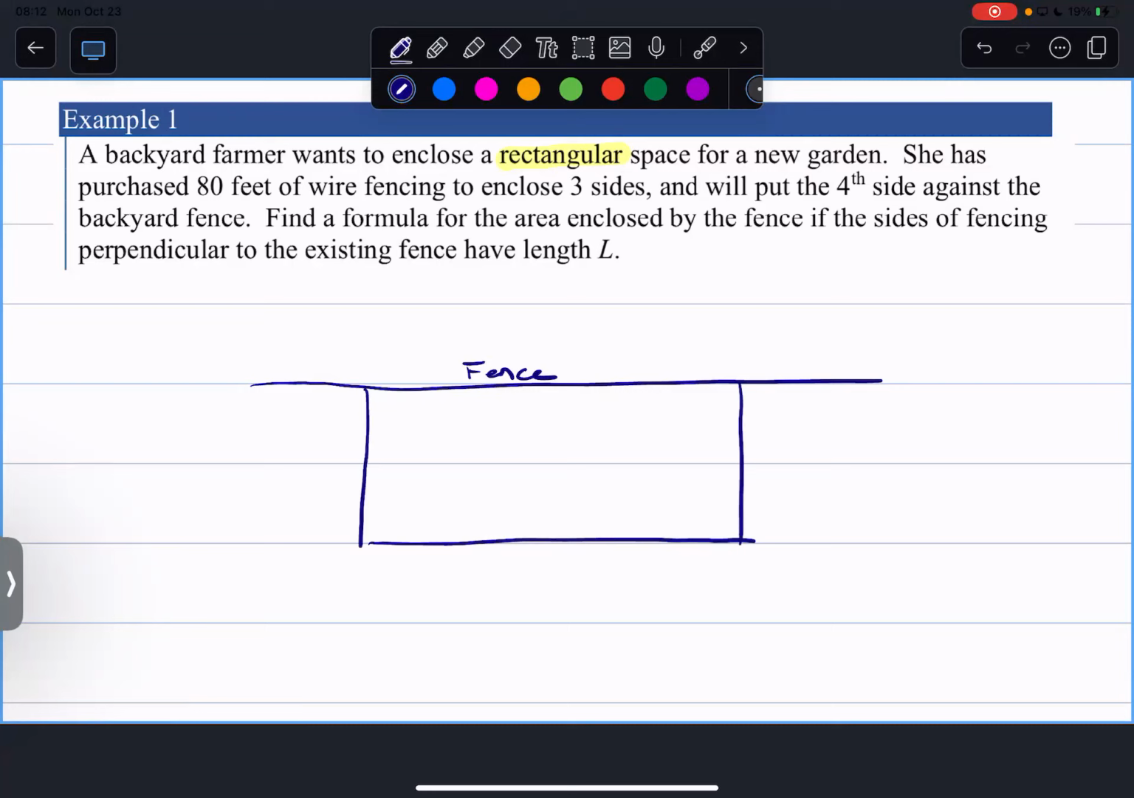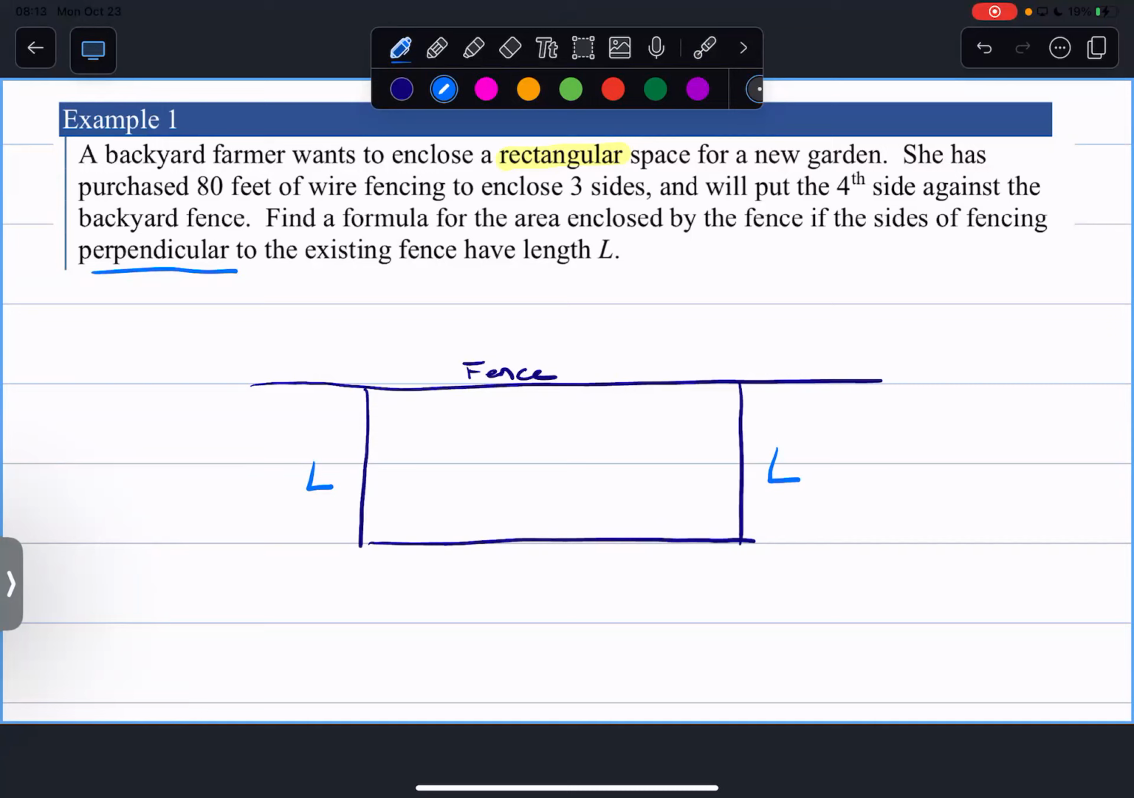And using our fancy terminology, find the formula for the area enclosed by the fence if the fencing perpendicular to the existing fence has length L. So if it's perpendicular, right, then we're talking about these fences here, the existing fence is here, and these ones are going to have a length of L, both of them, right? Because we said it had to be rectangular, so those are going to be a length of L.